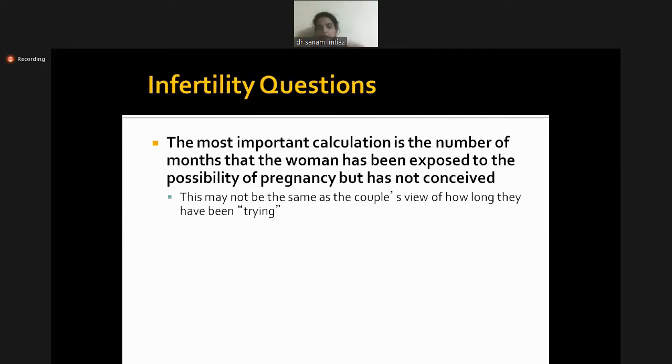But basically, the chances of her being pregnant have only been for those 10 months that the husband has visited back in Pakistan. Or maybe she was taking some kind of contraception earlier, and she's only been planning to conceive for the last few months. So that does not really fulfill the criteria of that woman being infertile. So it's very important, take a careful contraceptive history, again, like I mentioned.